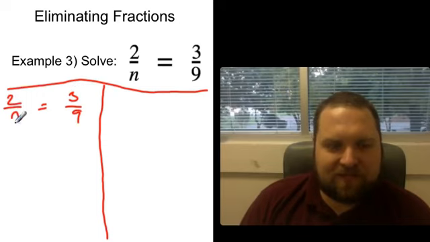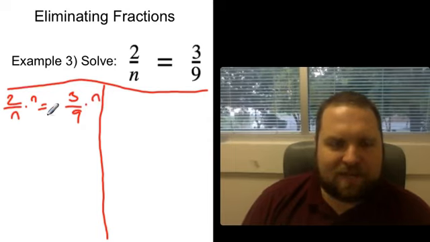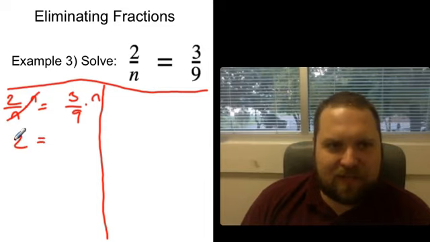I have a fraction over here, it's by itself, so what I'm going to do is multiply both sides by that denominator. So over here they cancel out and it leaves me with 2 equals, and then when I multiply, I can just multiply that in by what's on top, so that would be 3n over 9. Well, now I have a fraction over here, so I've got to multiply both sides by 9.